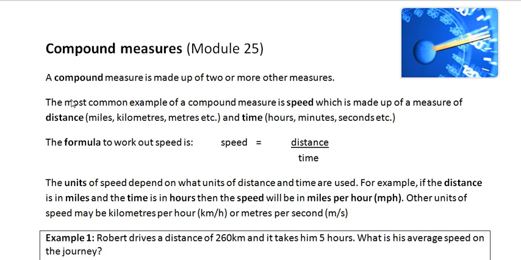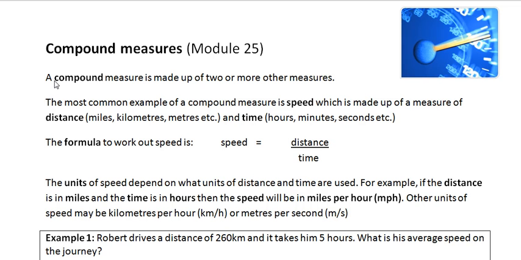Hi, this is just running through the worksheet for compound measures. A compound measure is made up of two or more other measures. Sounds quite complicated. You don't actually need to learn what the word compound measure means. The most common example of a compound measure is speed.